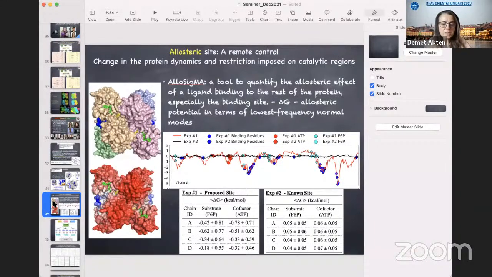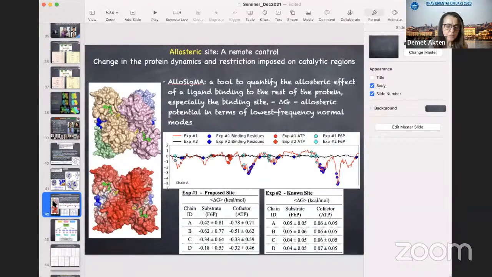So, in order to be talking about an allosteric site, of course, it has to be far away from the catalytic site. Okay, and how will I know that this is an allosteric site? That was the question, right?